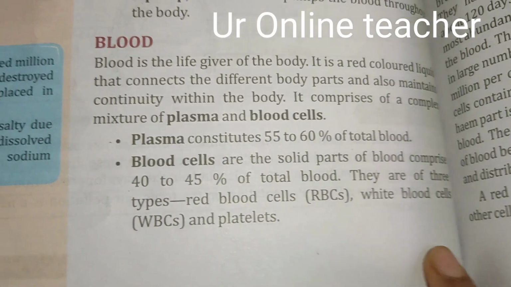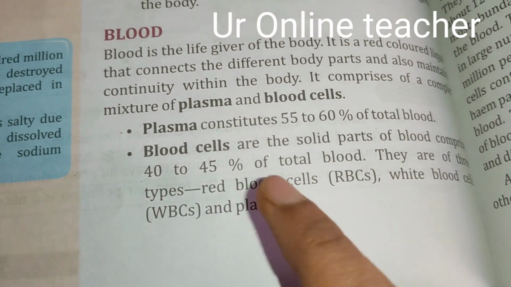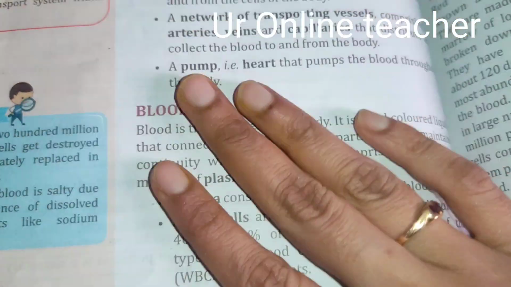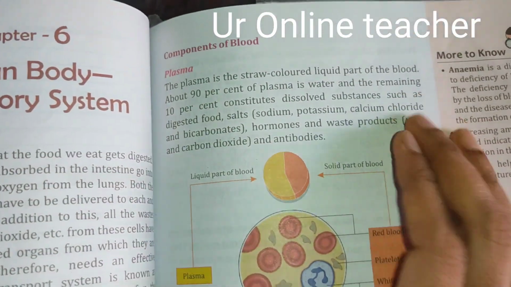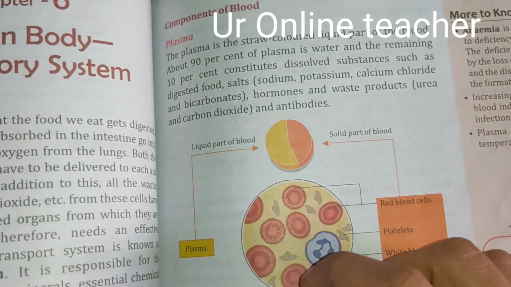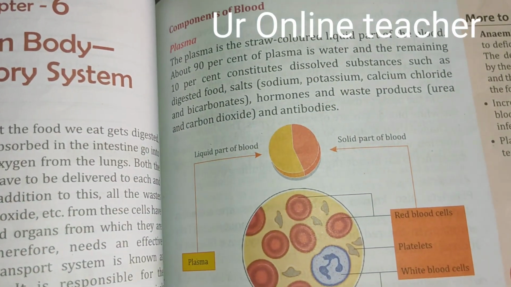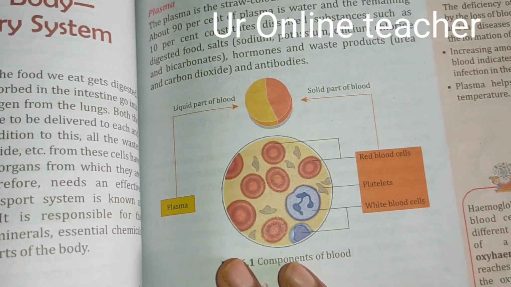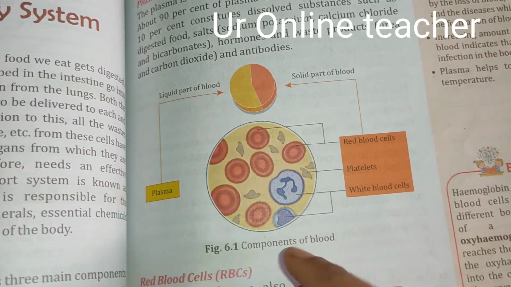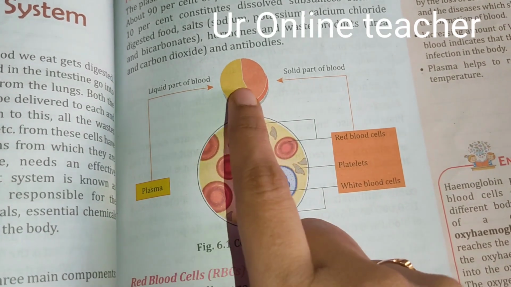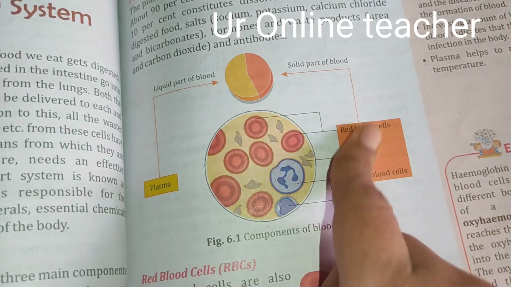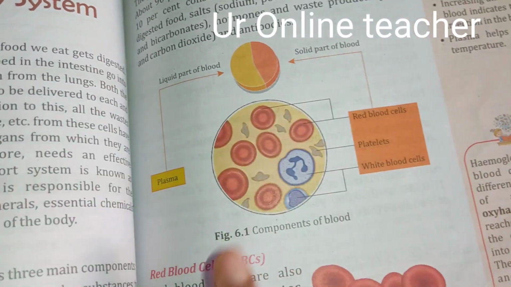There are three types of blood cells. What are they? Red blood cells, white blood cells and platelets. Let's see the components of blood. First we'll see plasma. Plasma is the straw colored liquid part of the blood. About 90% of plasma consists of water, and the remaining 10% consists of substances such as digested food, salts, hormones, waste products, antibodies, and so on. See the plasma. This plasma is the liquid part of the blood, and all these blood cells are the solid part of the blood. See, this yellow color is all plasma.